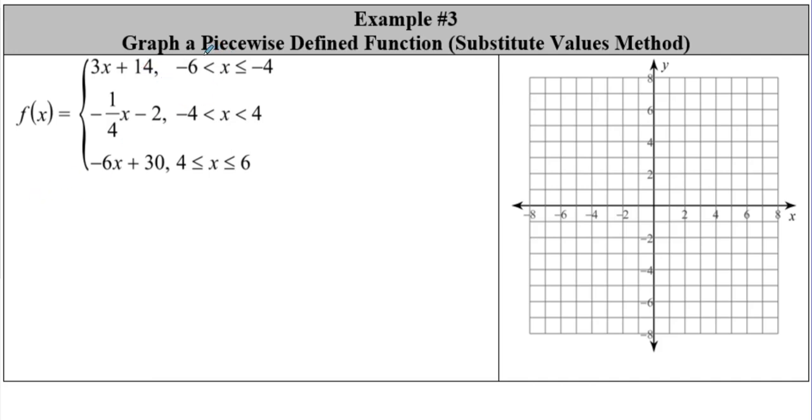Okay, and the way that this works, let's go ahead and put all of our dots first. We know that we're going to have an open dot. We know we're going to have a closed dot. We're going to have an open dot. We're going to have an open dot. We're going to have a closed dot and a closed dot. Okay, so basically what we want to do is create an XY table for each of these functions.